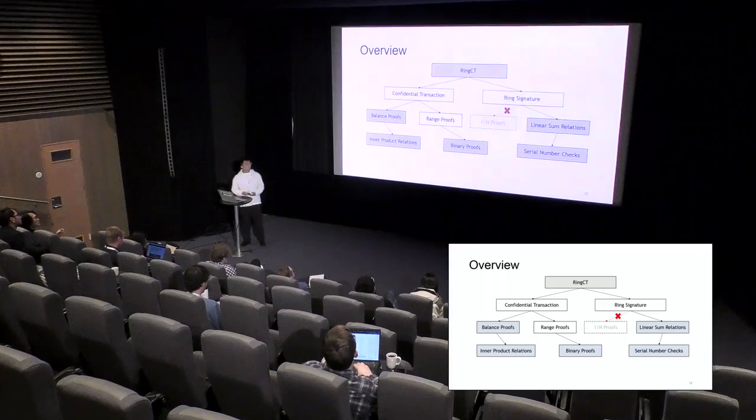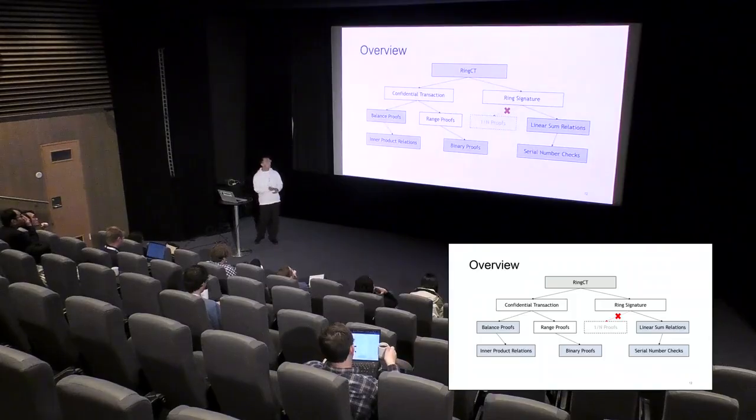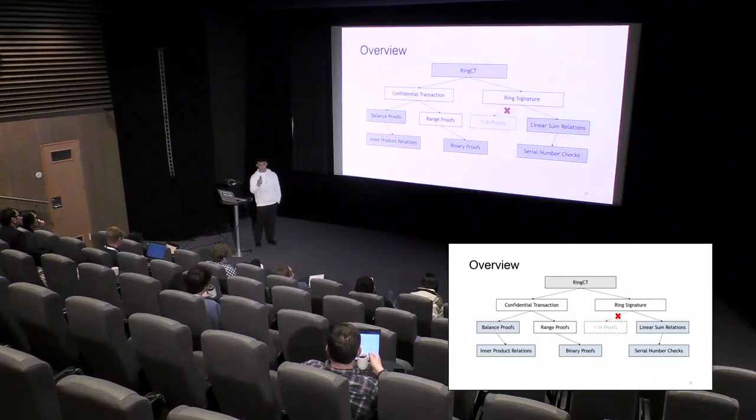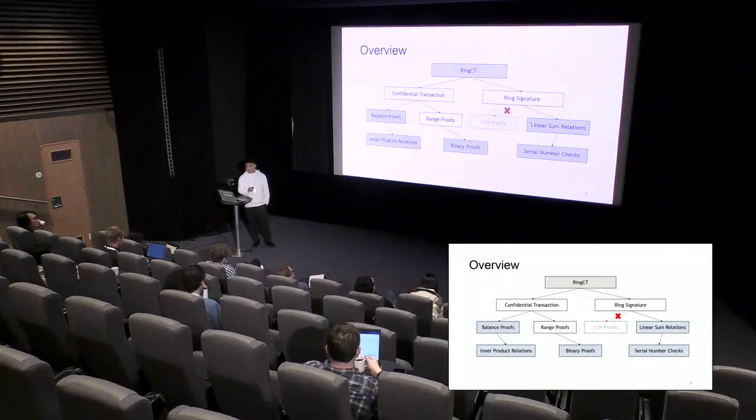So here in our work, we made some modifications to the construction. The first is that for the confidential transaction, the balance proofs, we reduce its relation to a more efficient one called the inner product relation. And for the range proofs, which are based on the binary proofs, we propose a partial amortization for the binary proofs to improve their efficiency. And for the third one, the ring signature, we found that the one-out-of-many proofs are maybe too strong for the ring signatures, so we propose a more simplified linear sum relation.